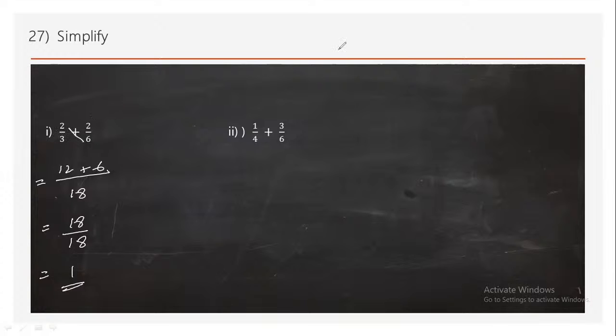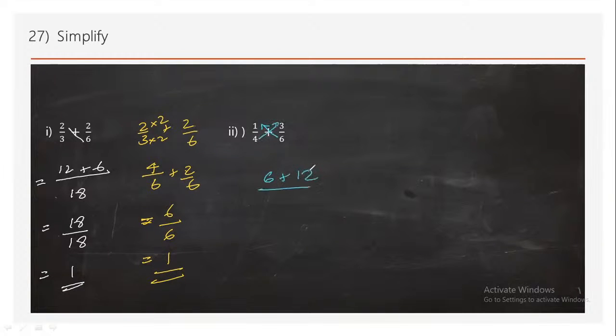This is 2 over 3 plus 2 over 6. This is by 2. This is by 2. 4 over 6 plus 2 over 6. Then 4 and 2, 6 over denominator is 6. Answer is 1. Then do this one also. Cross multiplication, 6 plus 4 times 3, 12. 4 times 6, 24. 6 and 12, 18 over 24. How many 6s? 3. How many 6s? 4. 3/4.